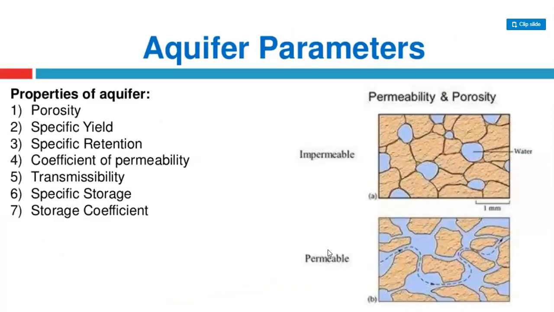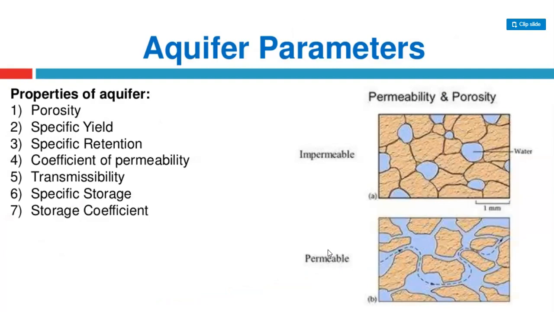So guys, here aquifer parameters. So aquifer parameters: porosity, specific yield, specific retention, coefficient of permeability, transmissibility, specific storage, and storage coefficient. Here, guys, permeable rocks and impermeable rocks.